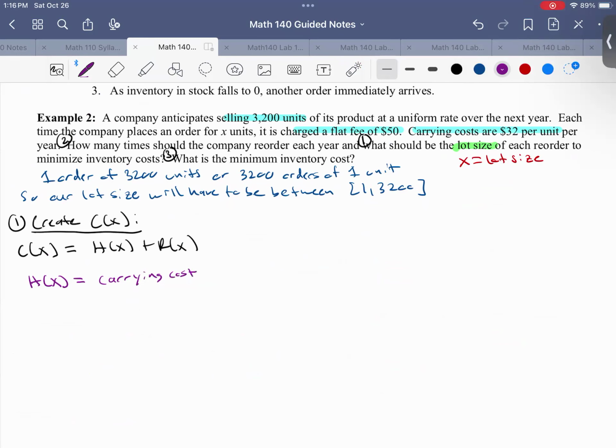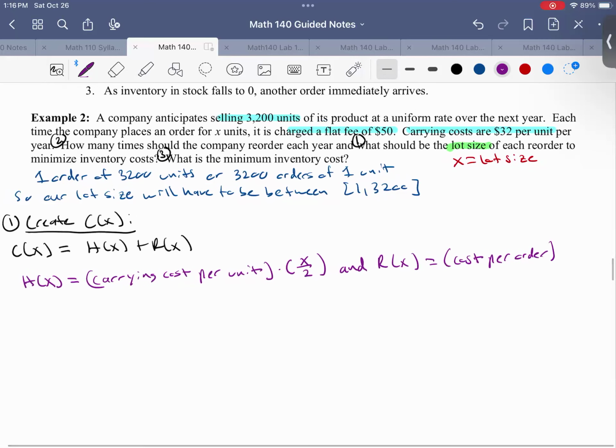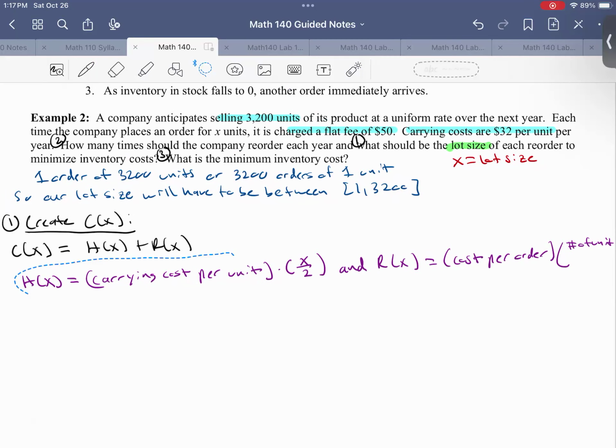carrying cost per unit times my lot size divided by 2, and my reorder function is cost per order times number of units divided by, one second, let me scoot this over a bit.